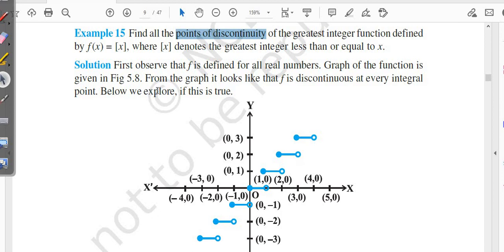In case 1, we are going to take c as any real number which is not equal to any integer. So excluding the integers, only for the real numbers, we are going to check the continuity. And in case 2, only for the integers we are going to check. So the testing will be done for all real numbers. In that, what we actually get, we are going to write as the solution.